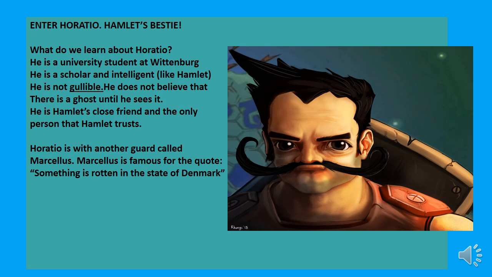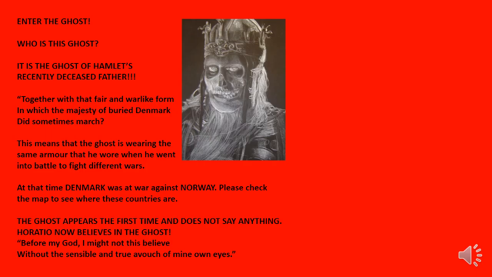And he is with another guard called Marcellus. Marcellus is famous for the quote, "Something is rotten in the state of Denmark," which is linked to one of the major themes of corruption. Enter the ghost. Who is this ghost? It is the ghost of Hamlet's father. It's his recently deceased father.